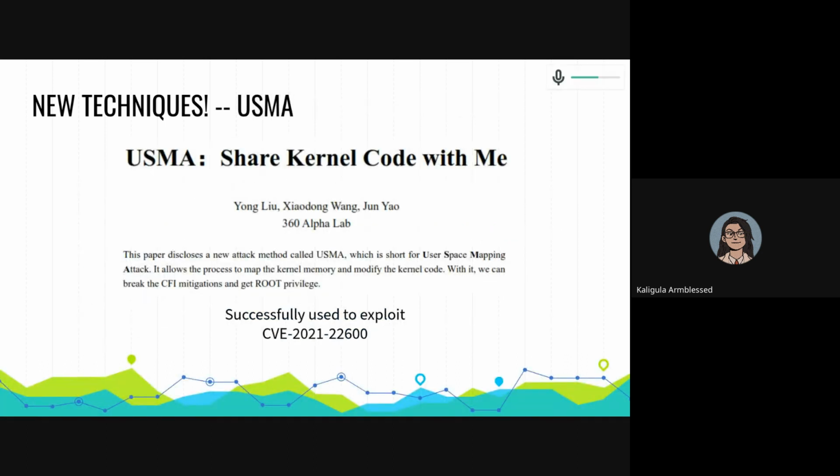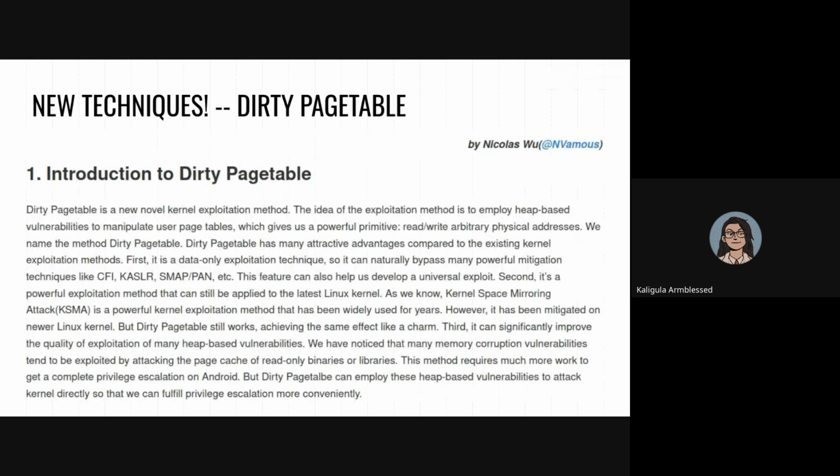More new techniques. We also have UMSA, which is user space mapping attack, which is basically an attack that lets you patch the kernel code. So you can patch certain syscalls, which is very fun. Apparently this can break CFI. We also have dirty page table, which is also a database exploitation technique. And this also allows you to basically patch the kernel code, which is very cool.